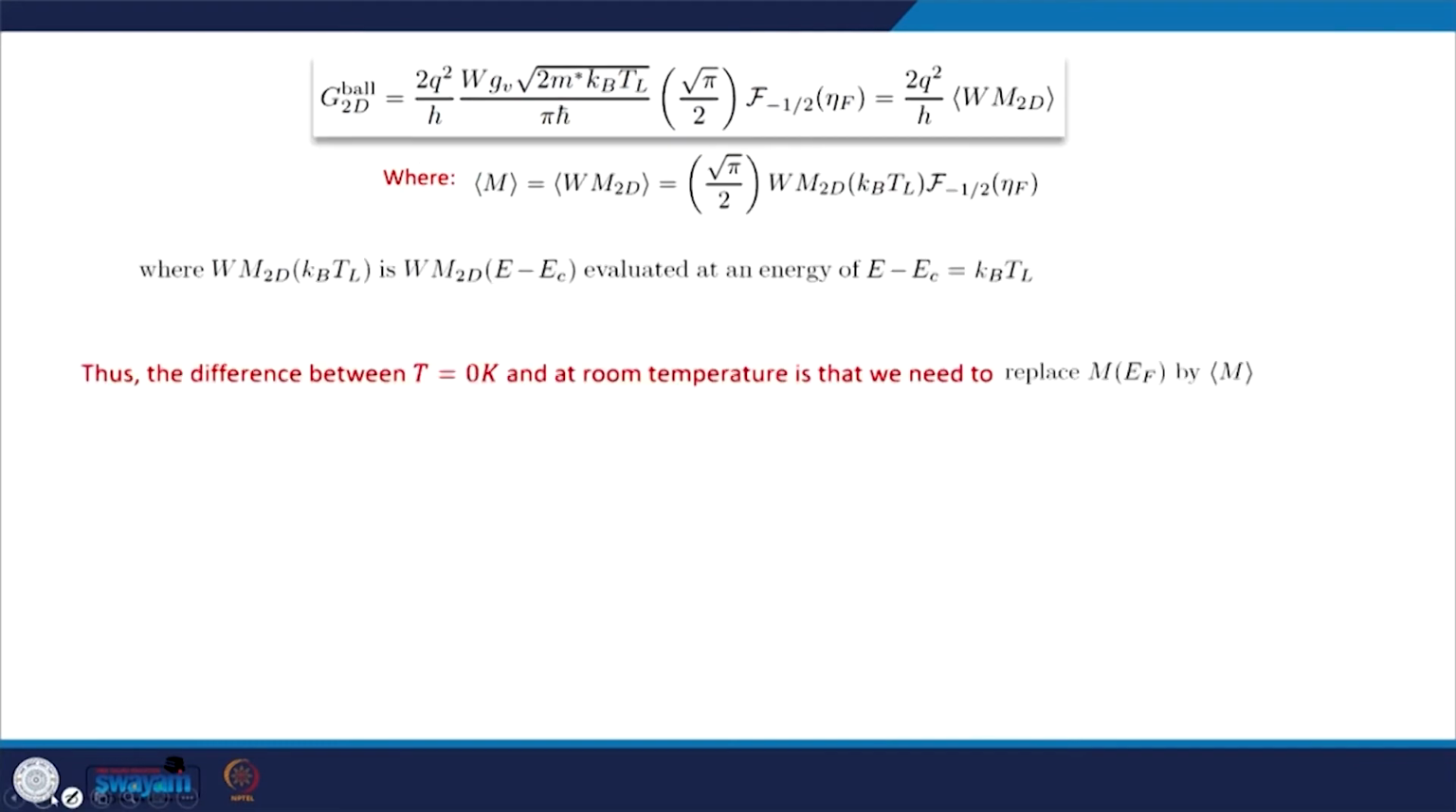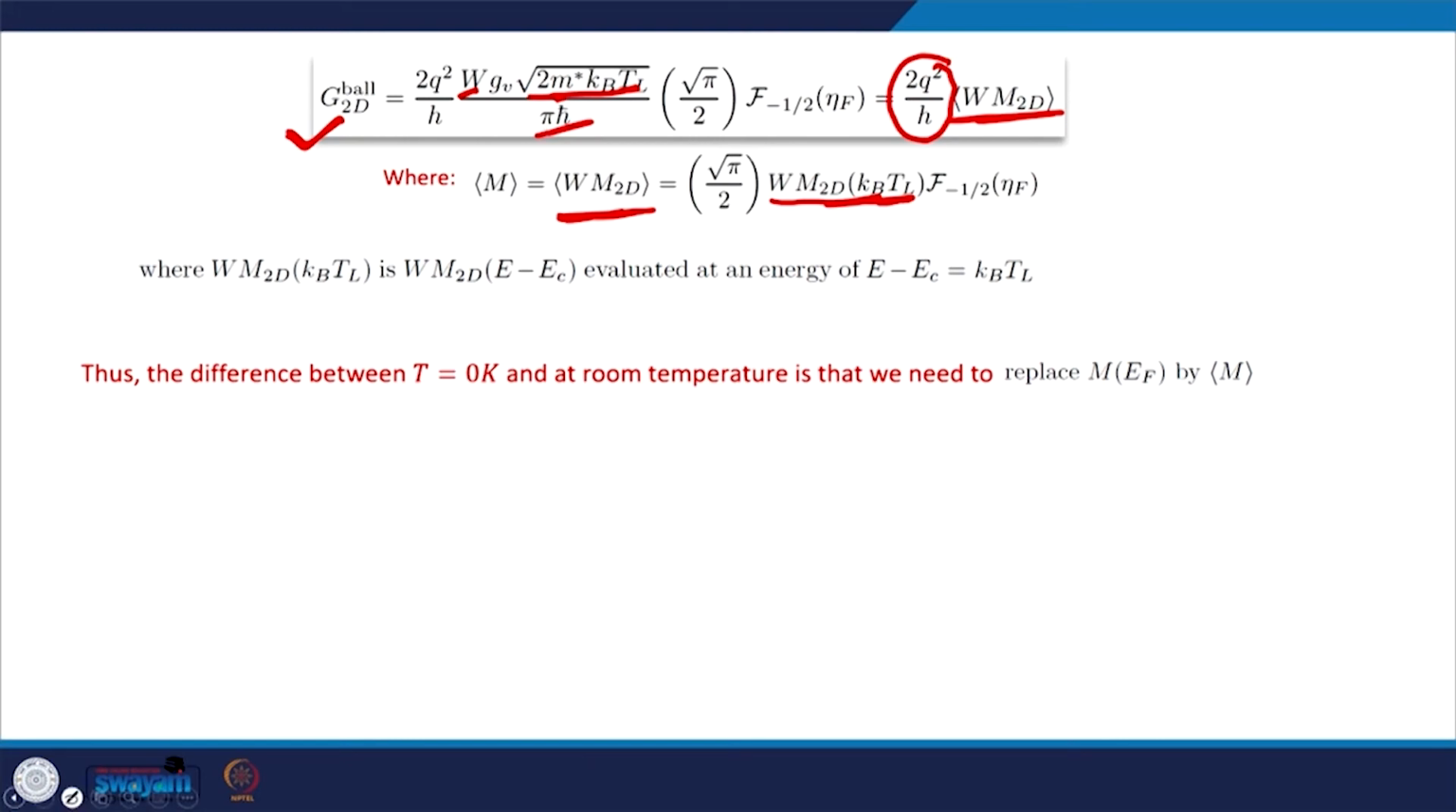So, with this, now this expression of conductance of a ballistic conductor at above 0 Kelvin temperatures, this is what we obtain, and we have now written it down as 2q square by h times average of W into M 2D. And this average of W into M 2D is essentially square root pi by 2 W M 2D KT. And this W M 2D KT is actually W times this value.